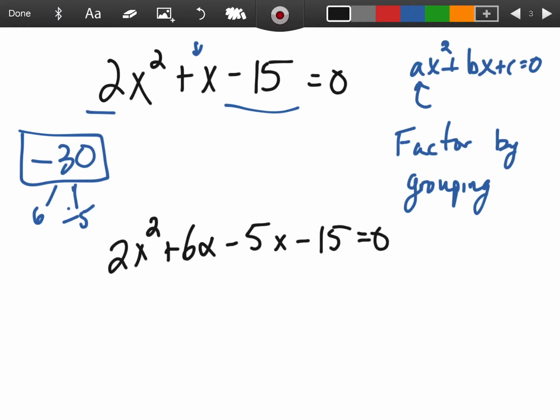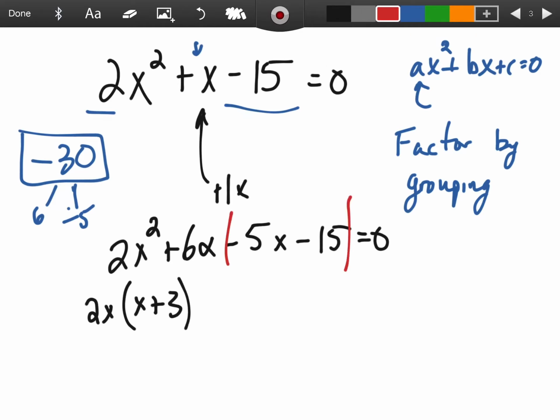All right, so we notice this plus 6x minus 5x. If I combine those like terms, that would give me that plus 1x that I have up there. However, this is where the factor by grouping comes into play. I'll look at the first two terms together and factor out whatever I can. So 2x squared plus 6x, you can factor out a 2x, and you're left with x plus 3. And then I'll look at these second two terms, this negative 5x minus 15. I'm going to have to factor as much out of there as I can, and it should leave me with x plus 3.